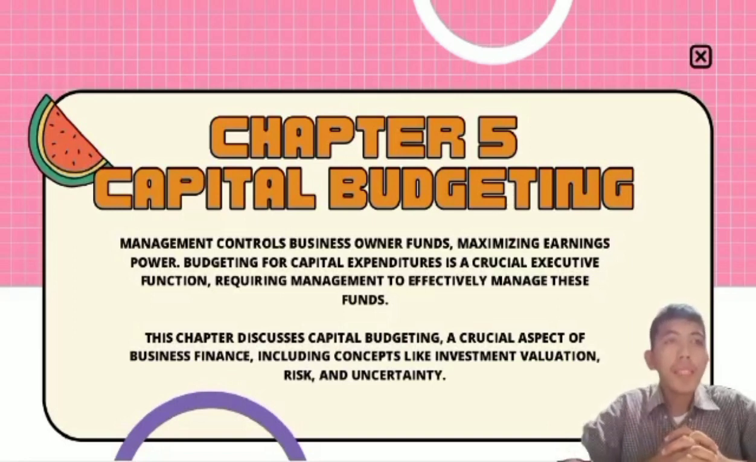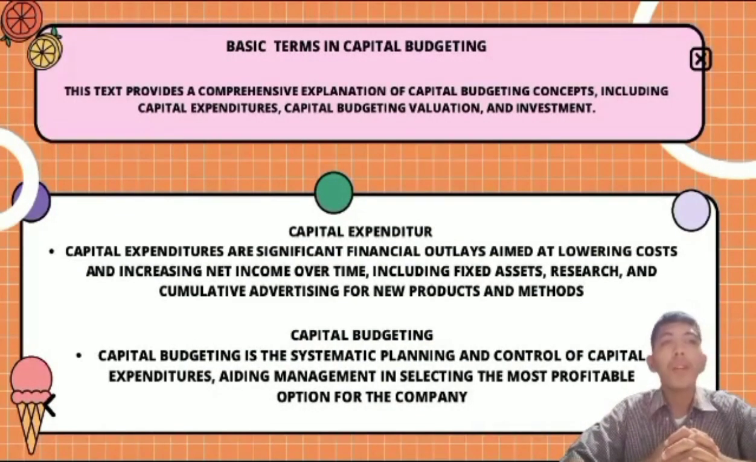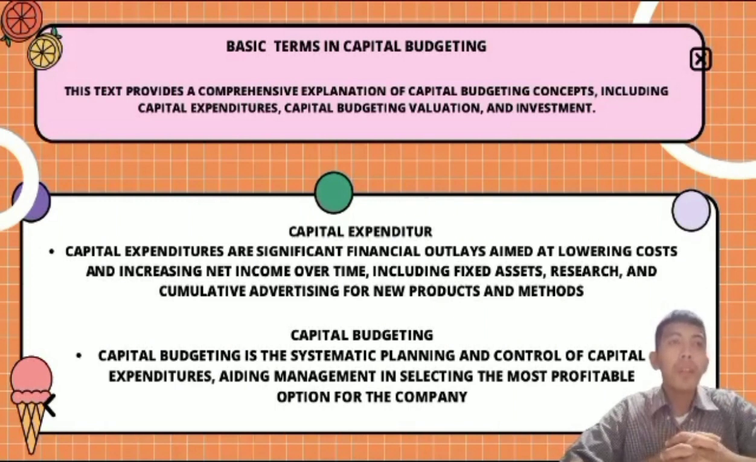This chapter discusses capital budgeting, a crucial aspect of business finance, including concepts like investment, valuation, risk, and uncertainty. Basic terms in capital budgeting provide a comprehensive explanation of concepts like capital expenditures, capital budgeting, valuation, and investment. So for capital expenditure, as what I have explained earlier, capital expenditure or CAPEX is like spending your money on things like buying, upgrading, or maintaining long-lasting assets.